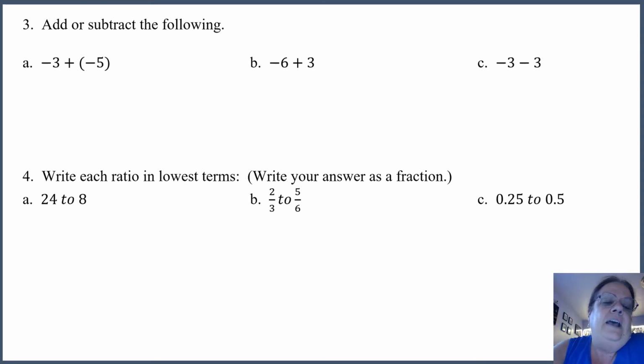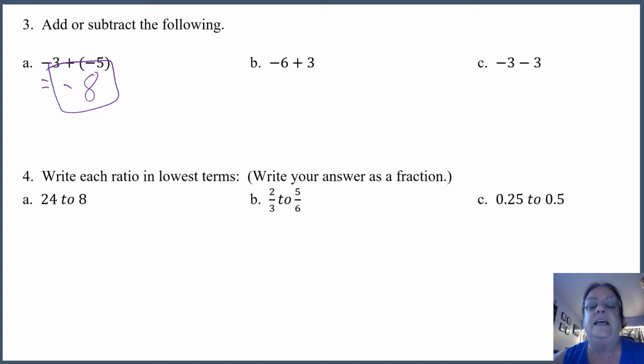Okay, add or subtract the following. I have a -3 plus a -5. -3 plus a -5 is a -8. So that would be my answer. You just add them together and make them negative.